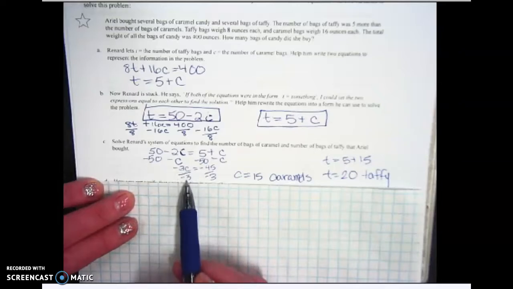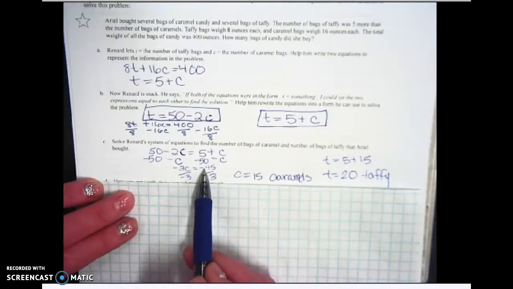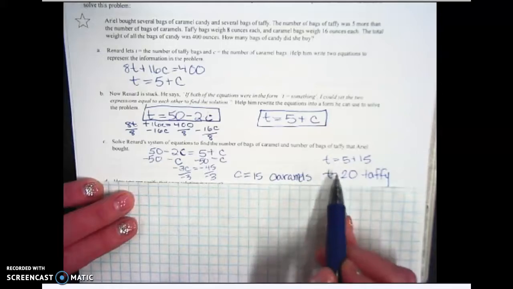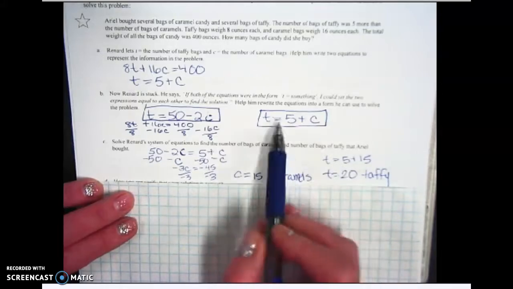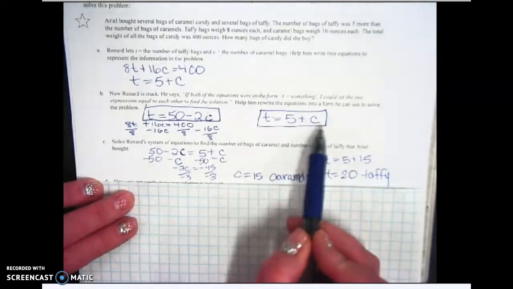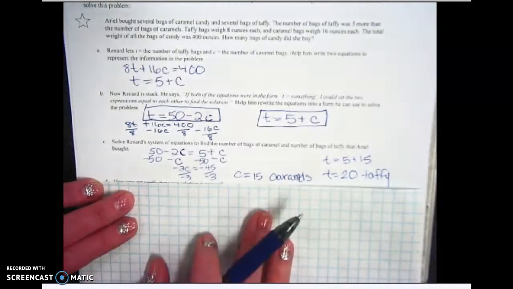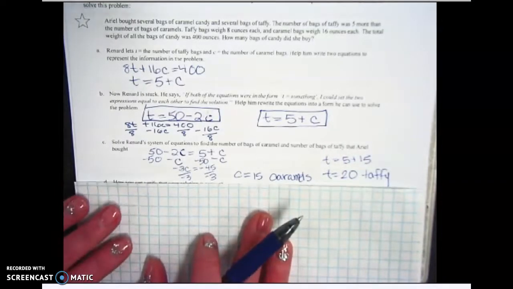So we divide both sides by negative 3. What's a negative divided by a negative? Positive. So we end up with 15 caramels. And then to get our taffy, we know from this equation right here, we just have to add 5 back to that. So 5 plus the 15, we're going to have 20 bags of taffy candy.